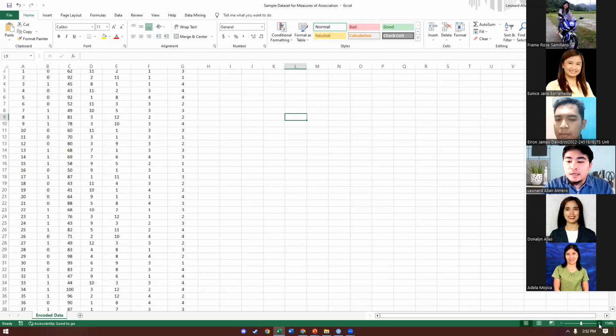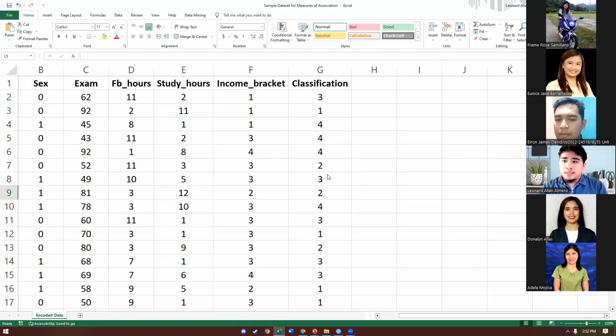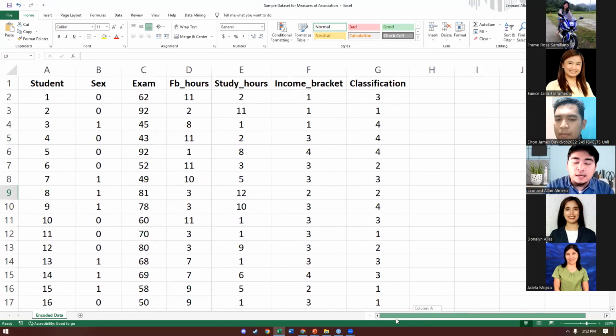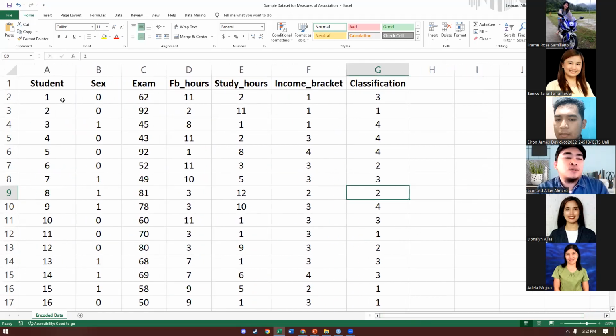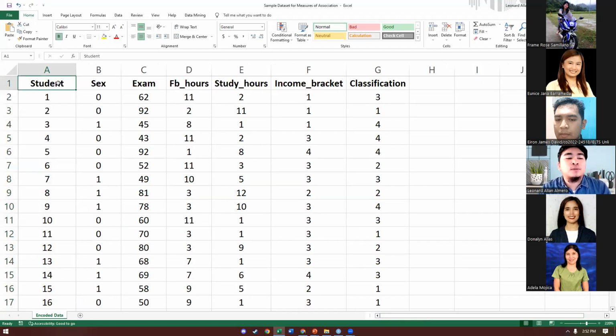So, I have here a pseudo-encoded data. Hindi po ito legit na data. Ako lang po ang gumawa nito. Let's say I have 50 students, denoted as student 1 to 50. Naka 1 to 50 dahil private. Sex naman po is coded na.